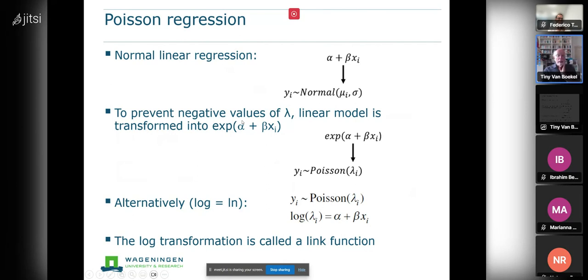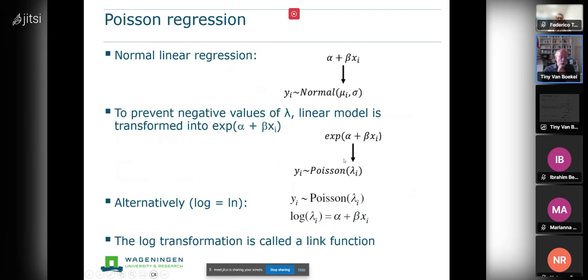In Poisson distribution, we cannot have negative models, so negative parameters, because the counts are always positive. To prevent the model from predicting negative values, we have a method: taking the exponent of the model. Then this parameter of the Poisson distribution is replaced by the exponent of this linear model.